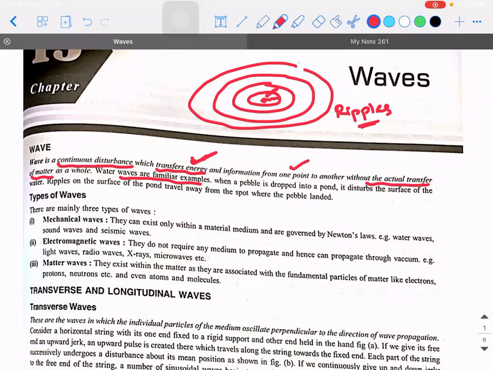Okay, the pebble has created the disturbance and it has disappeared. It's gone. It has not got displaced from its position. But what is getting transferred? The most important thing is the use of wave is to transfer energy from one point to another. Okay, please make a note of this.